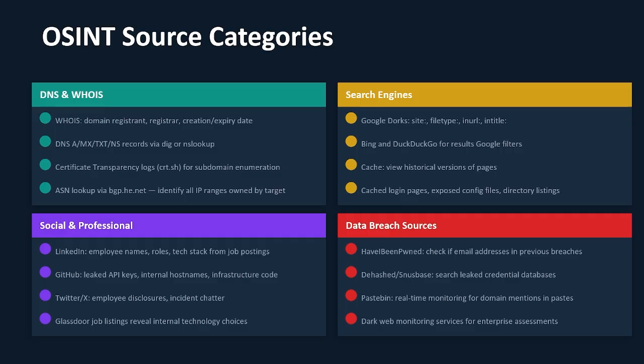Pastebin, there's also Dehashed or Snoospace, where you can start looking for all of those. So there's a lot of data breach sources out there that you may just end up needing to look through to try to identify more information. And sometimes you can find compromised credentials before the business actually knows about them.